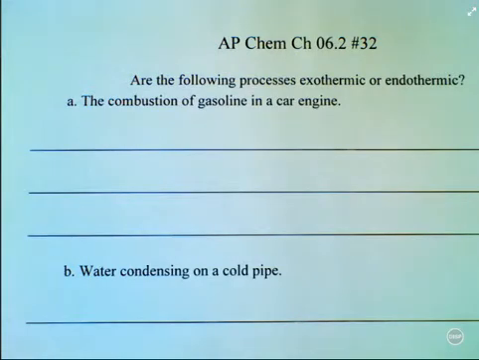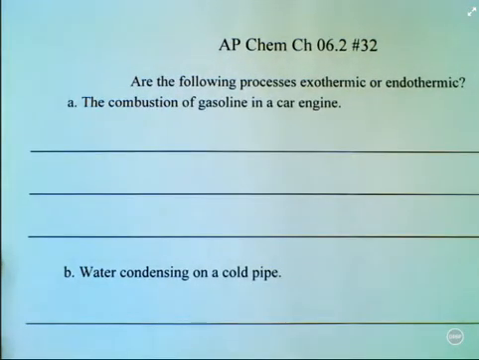This is number 32 from chapter 6, section 2 in the back of your book. It reads, are the following processes exothermic or endothermic? Now notice we don't have to calculate anything here. We just have to identify the direction of the heat flow. First example, A, the combustion of gasoline in a car engine.